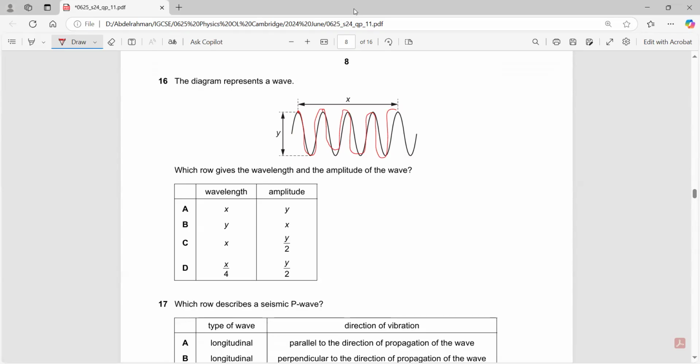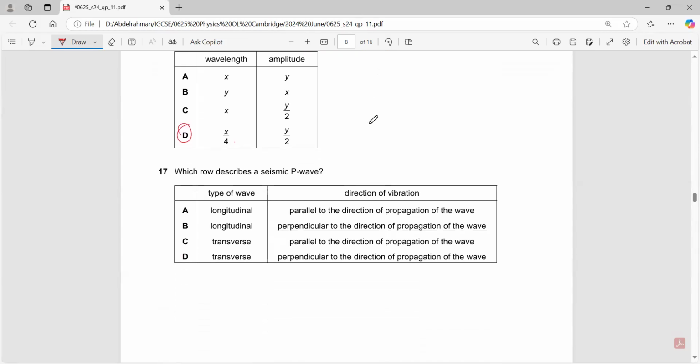So I gave off the answer. Yes, it's x over 4. What about the amplitude? Yes, the amplitude is half the distance of y. This is the amplitude, only from the crest to the center or from the trough to the center. Yes, this would be the wavelength and the amplitude.